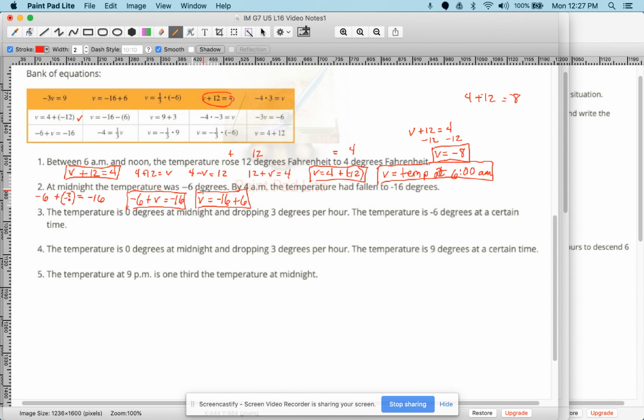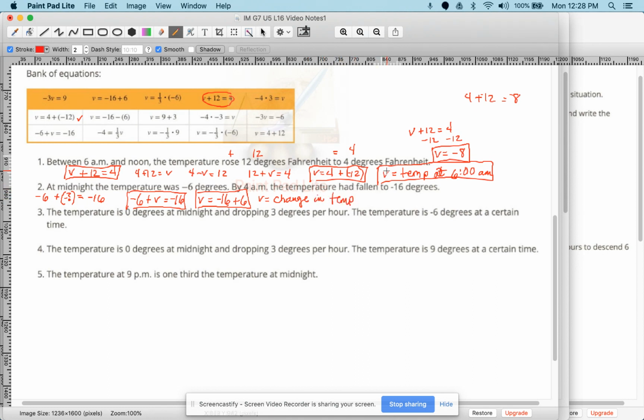Now I need to state, what does the variable mean? Well, in this case, v equals the change in temperature. At midnight, the temperature was negative 6. It ended up changing, and it ended up at negative 16. We don't know by how much, and that's what the variable is telling us. So the v here indicates the change in temperature. So that's all you would write down for that.